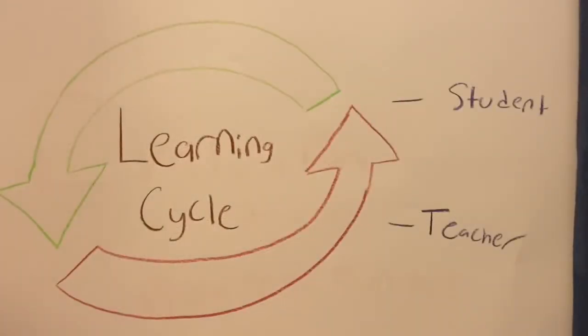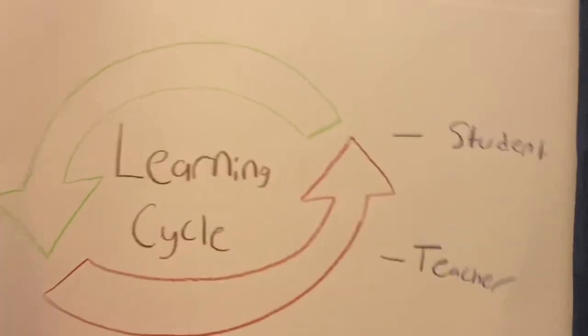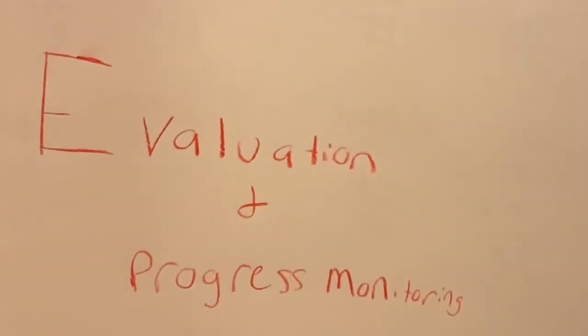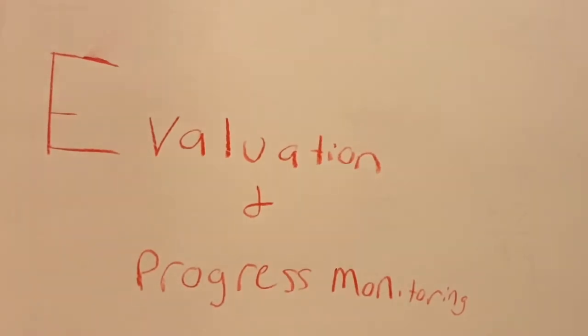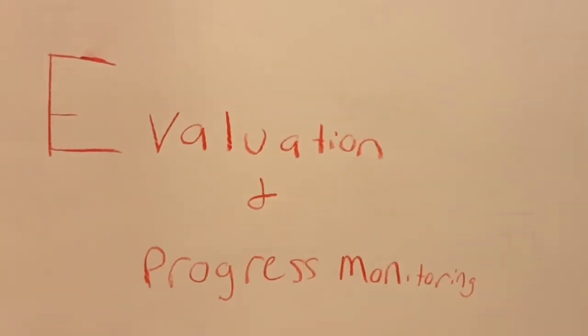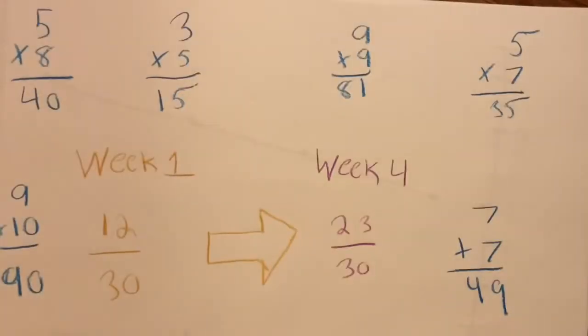Now, the only way that the learning cycle can ever work is if you use evaluation and progress monitoring, which is taking the information that the student gives you, evaluating how they are doing, and monitoring their progress over time to see if they are improving. Let's see an example of that.